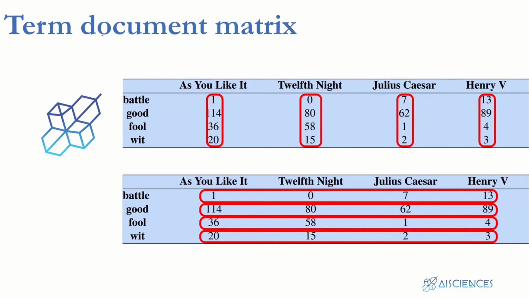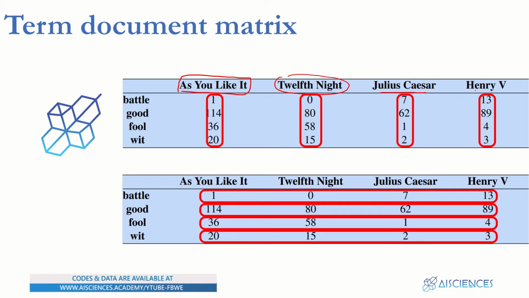So one such matrix is known as the term document matrix, and obtaining this matrix is not very hard, it's very simple. Think about, you have a lot of documents. For example, one document is As You Like It, having a lot of paragraphs and a lot of words, sometimes known as tokens in natural language processing. Think of another document as Twelfth Night, then Julius Caesar, and Henry V. Let's say we have 4 documents, and these are the words that are there in these 4 documents.